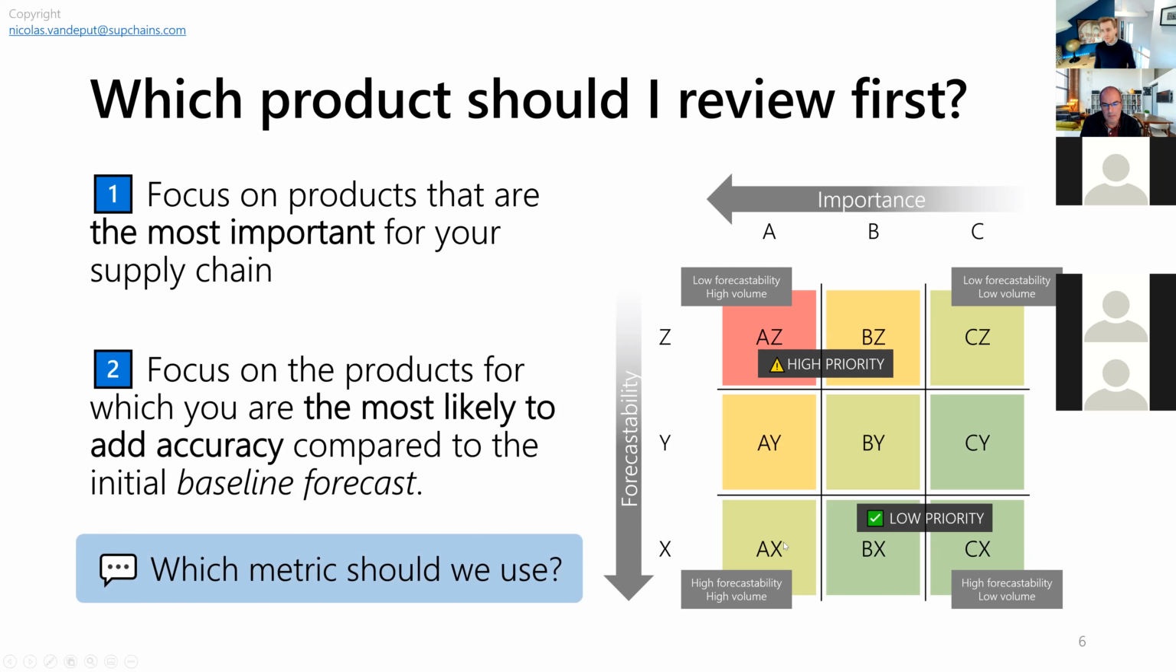Now we get an issue. It's that actually it's not super clear yet for you, or maybe you have some ideas on what kind of metric I should use to decide what's important and what's not. See here, I noted importance, but how do we define and how do we measure product importance in the supply chain? On top of that, we have the same issue here with forecastability. How do I define this? How do I find products where I'm likely to add value? What kind of metric do I use to do that? And that's the big question.